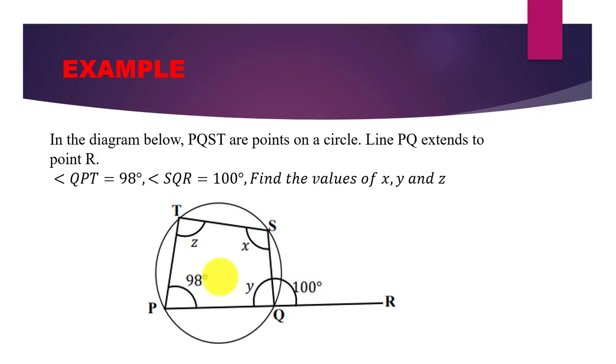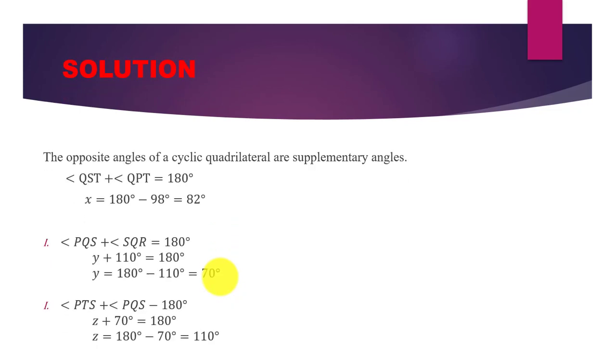So my dear students, that is the reason why we are getting this equation. Angle S is equal to 180 degrees minus 98 degrees, giving us 82 degrees. Therefore, angle x is equal to 82 degrees.